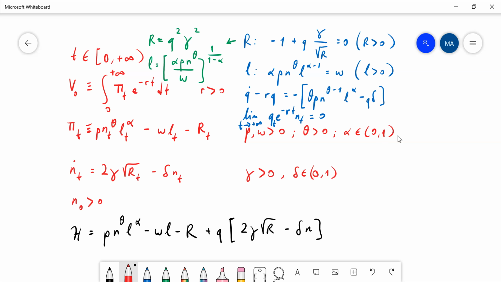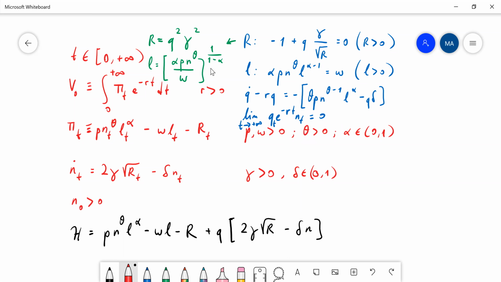Then we have the co-state equation, right? Q dot minus rQ must be equal to the derivative of the Hamiltonian with respect to N times minus 1. So this is just that derivative, right? So I look at the Hamiltonian, and I take the derivative with respect to N. So first I have theta P N to the theta minus 1 L to the alpha, and then I have minus Q delta, right? And finally, obviously, we have the transversality condition, right?